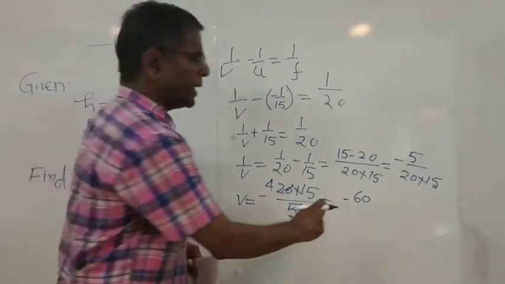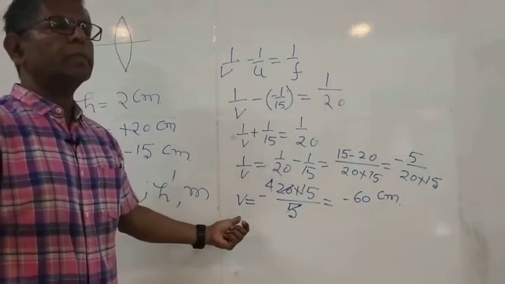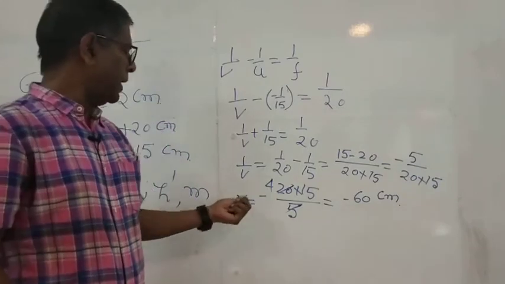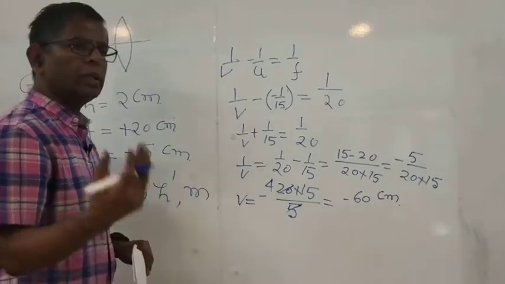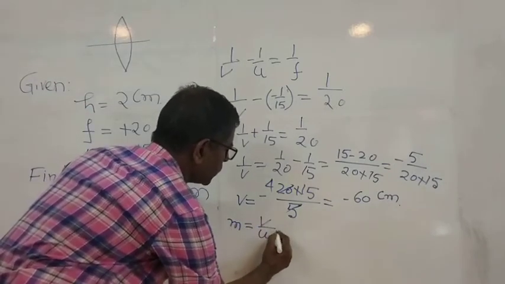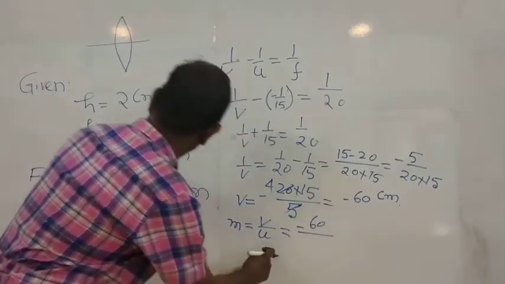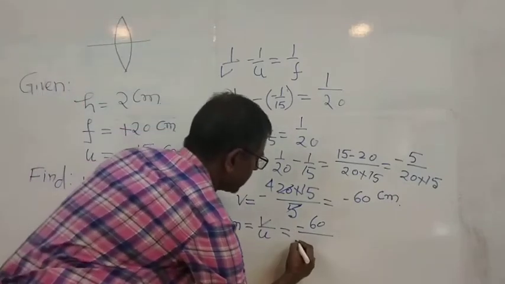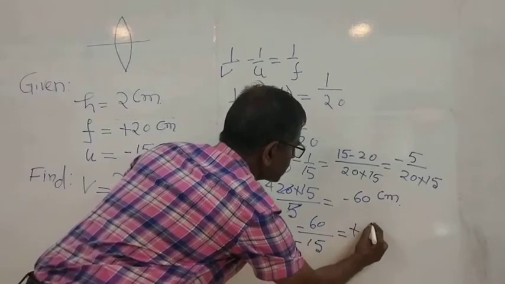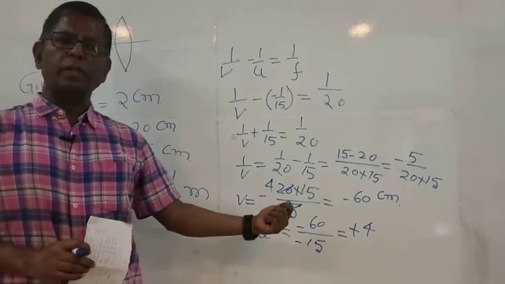So V is equal to minus 60 centimeter. That means the object is 60 centimeter from the lens, and now you can find out M. So M is equal to V upon U. So V is minus 60 and U is minus 15, right? So this becomes plus 4. That means magnification is 4 times and the image is virtual.